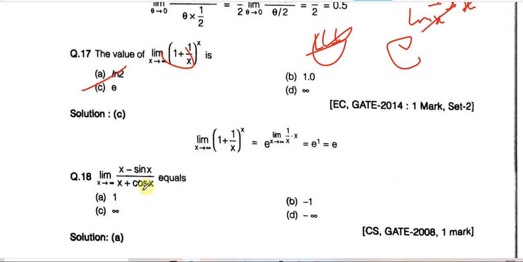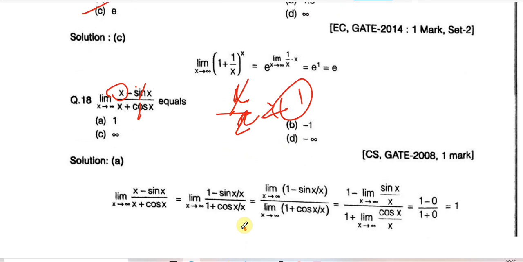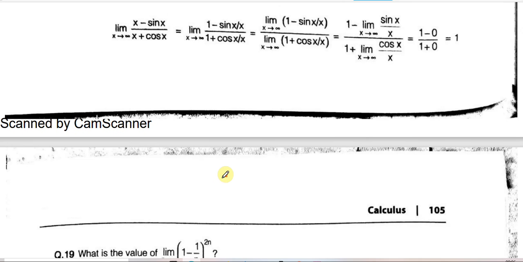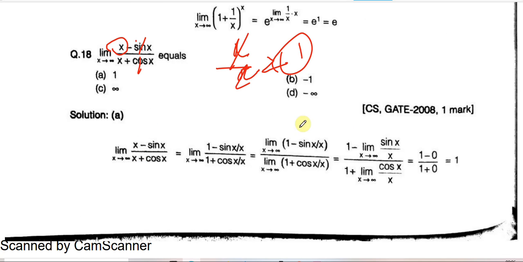(x minus sin x) upon (x plus cos x). Since x approaches to infinity, see here, I have already told you this is a very big term, infinity. So we can neglect the sin x and cos x terms. So x upon x will be 1 only, the answer. Or you can divide by x, same thing is there only. If you divide, then the same concept we have to apply.